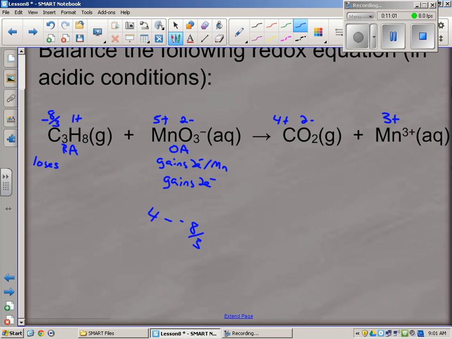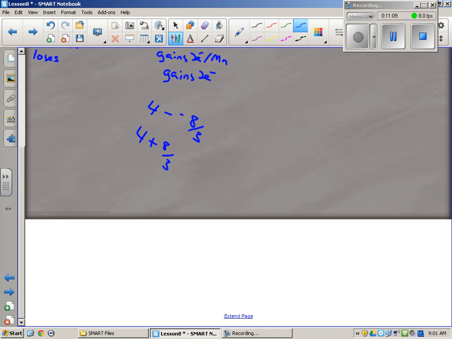Yes? Which is actually 4 plus 8/3. 4, of course. How are we going to solve this? You're going to get a common denominator. So that's actually 12/3 is 4 plus 8/3 is 20/3 is the difference. Okay?